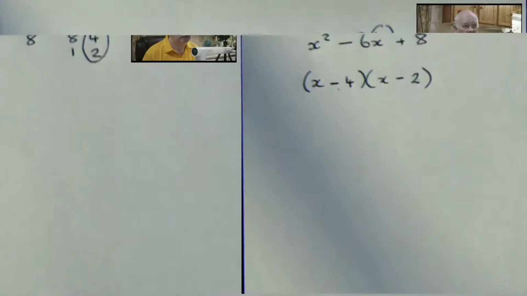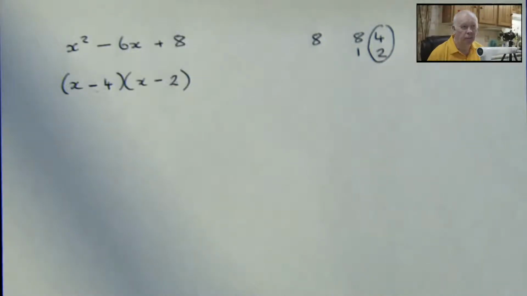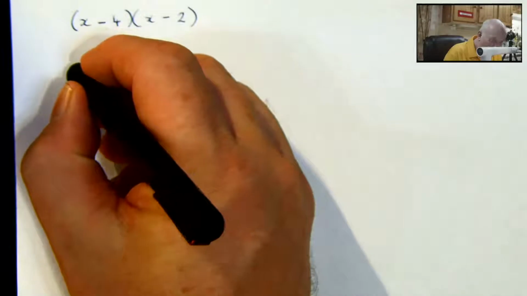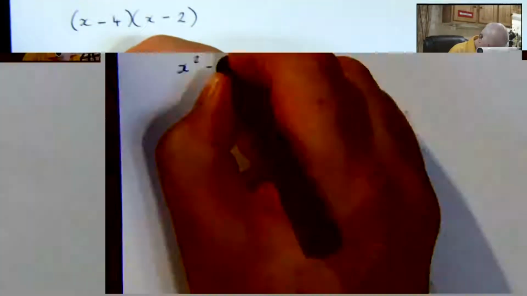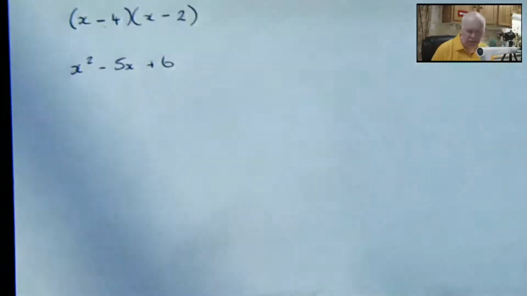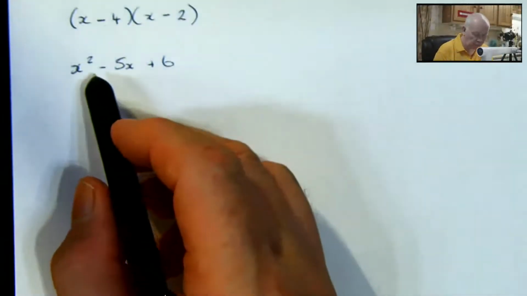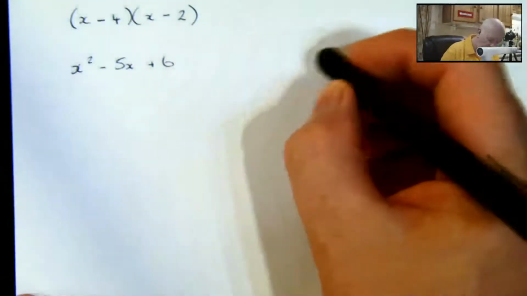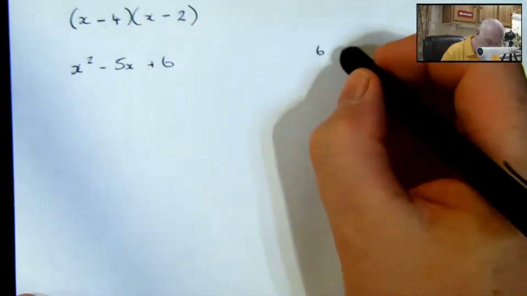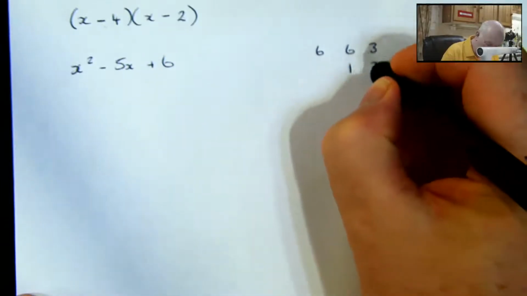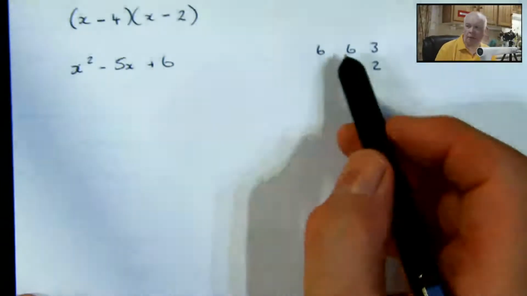Let's look at another one of these. And this time we'll set it to be equal to 0. I've got x squared minus 5x plus 6. The same type of sum. I've got here a negative and a positive. Let's see what we've got. 6. Well, I can make a 6 with 1 and a 6, and I can make it with a 3 times a 2. We have a problem.